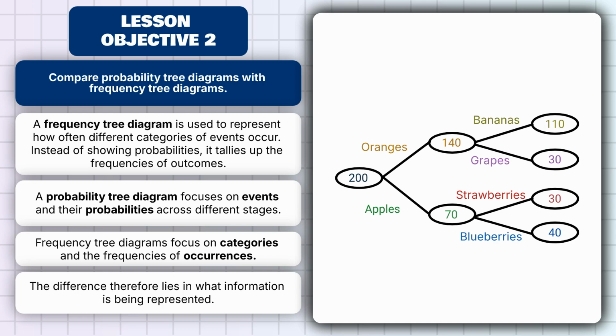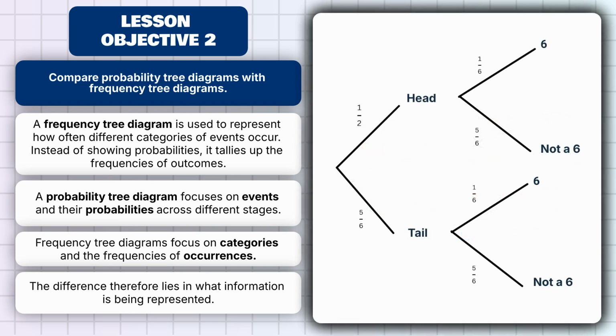So while both diagrams have a branching structure, the data they represent and the way we use them are different. A probability tree diagram is particularly powerful when dealing with sequential events and calculating the likelihood of those sequences, especially when the outcomes are not equally probable. But more on that later.